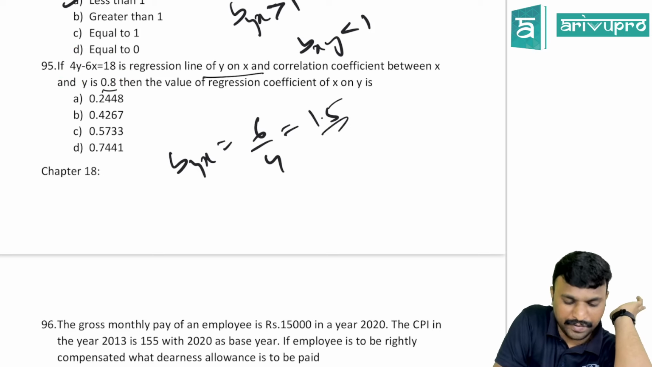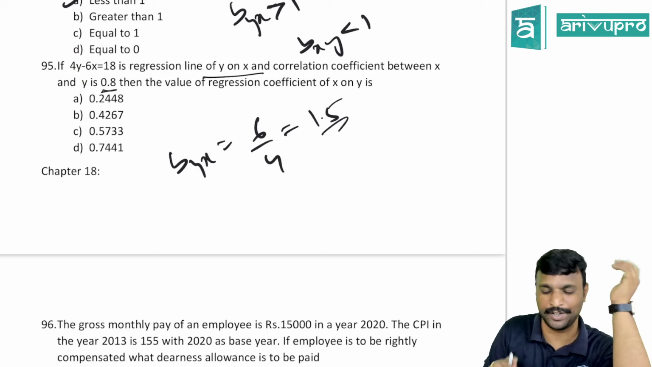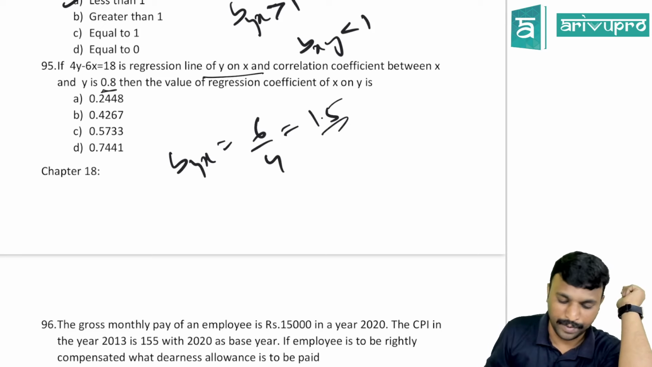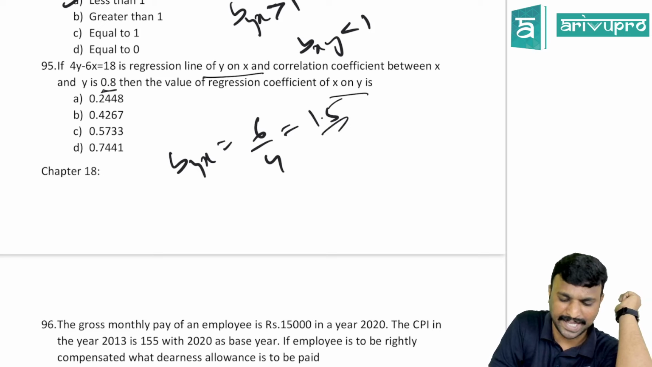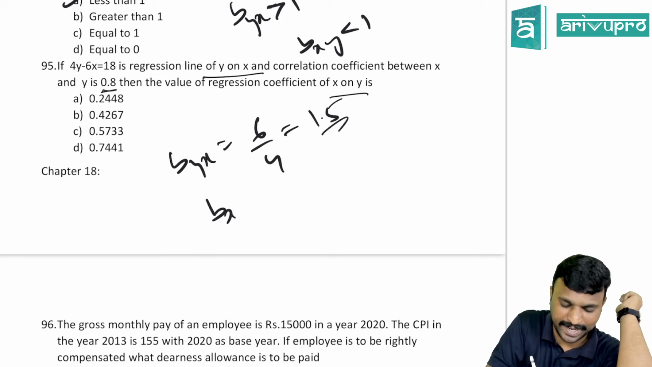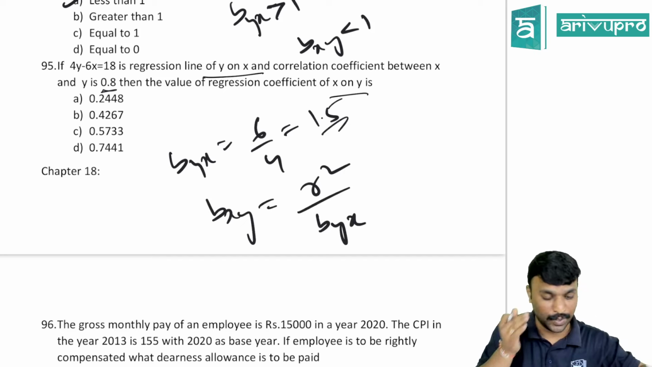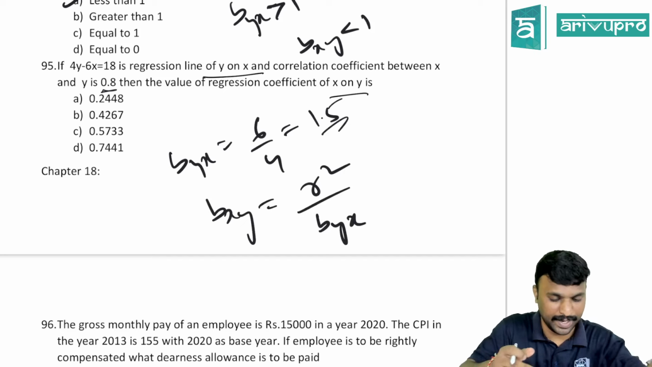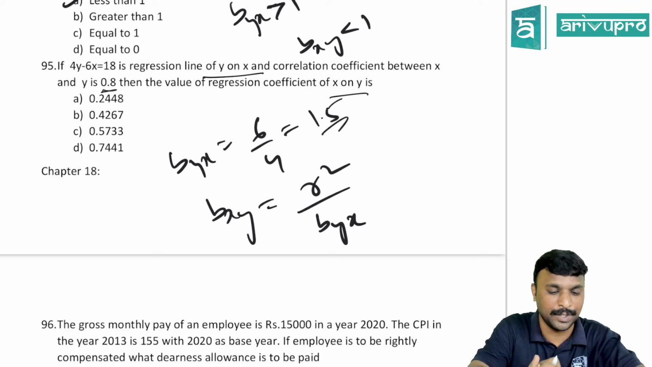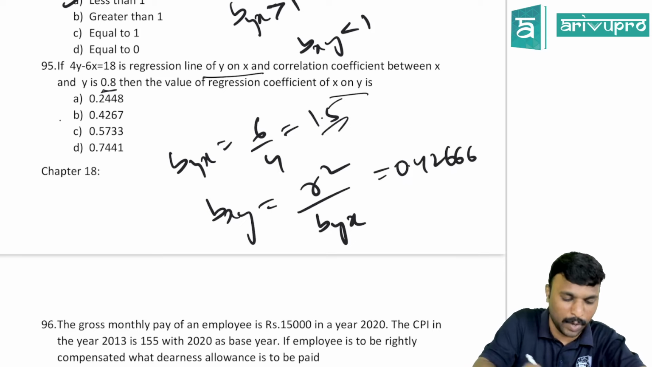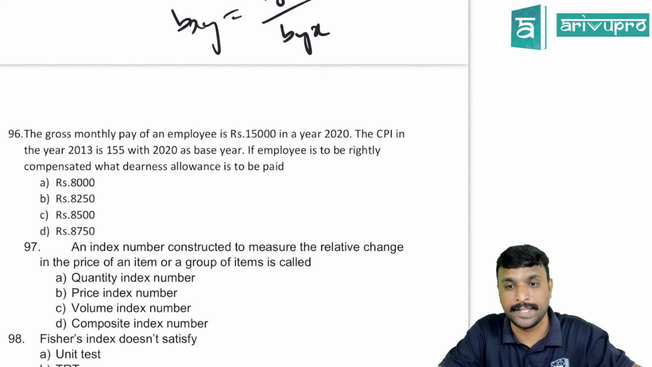Now, correlation coefficient is given as 0.8. Looking at the correlation coefficient only, you can say Bxy, Byx both are positive because r is positive. Okay. Now, what we need to compute is Bxy. So, once again, the same thing, r square divided by Byx. Correct? So, what is r square, guys? R square is 0.8, press into, press equal, divided by Byx is 1.5. And the answer is 0.42666, I think, but option B is the right answer. Guys, look at the next question.